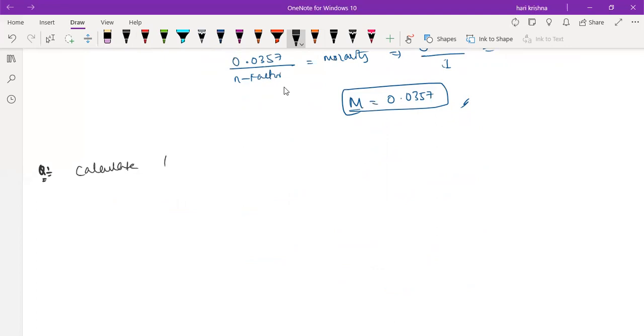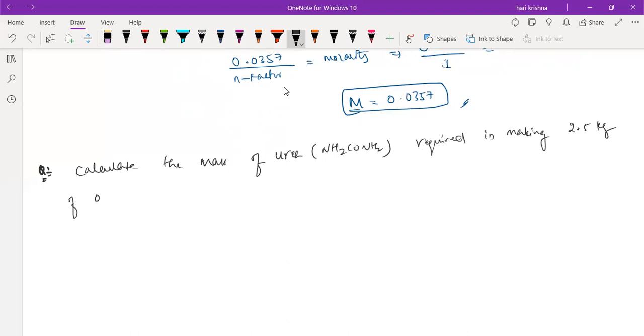Calculate the mass of urea, NH2CONH2, required in making 2.5 kg of 0.25 molal aqueous solution. Find out the answer for this.